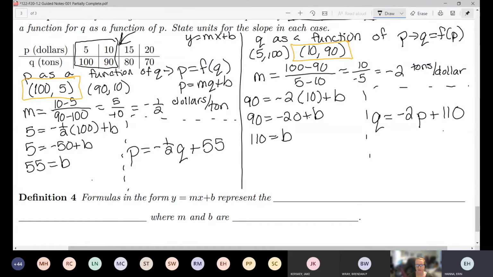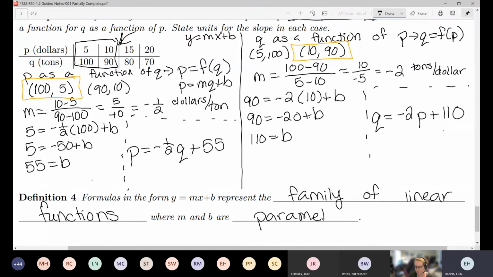Last definition in this case: formulas of the form y equals mx plus b represent the family of linear functions where m and b are called the parameters. Out of this definition, the parameters is a bit more important. So if you see a question in Wiley that talks about parameters, it's just talking about the m and the b values. And that's the end of 1.2.